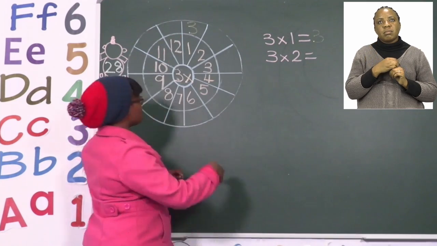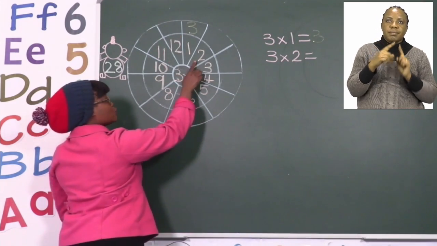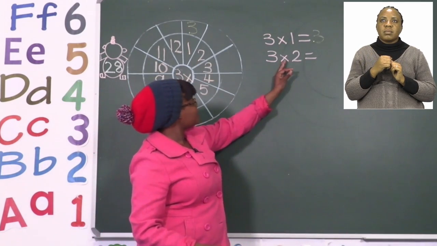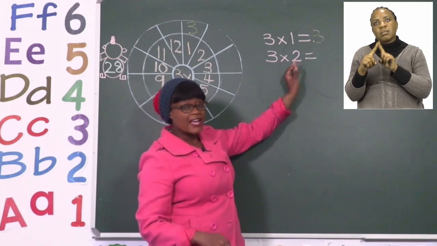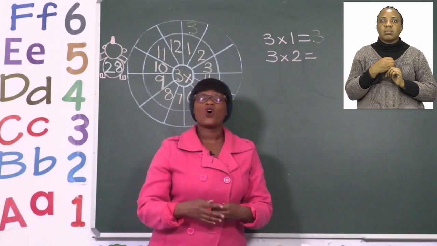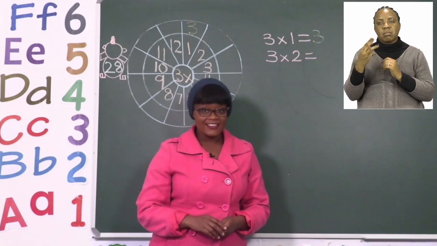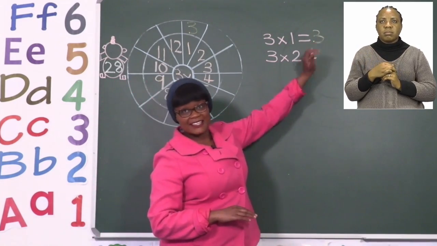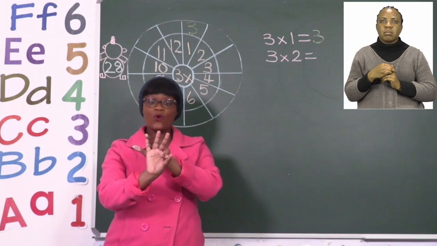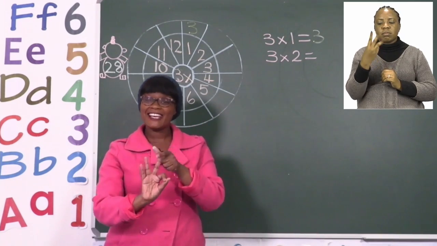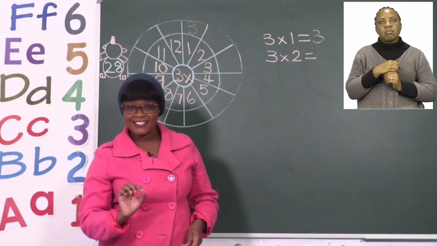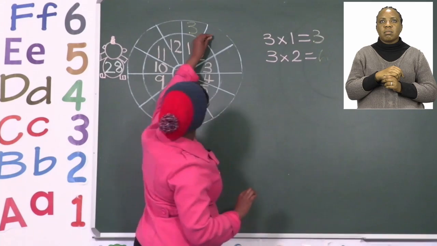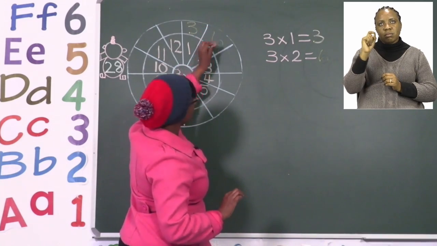Now the next one will be 3 times 2. And all I have to do is count on 3 to get the answer, if I don't know the answer already. So our 3 is already there, and then we say 4, 5, 6. So we know that the next answer is 6. And we write it in our wheel.